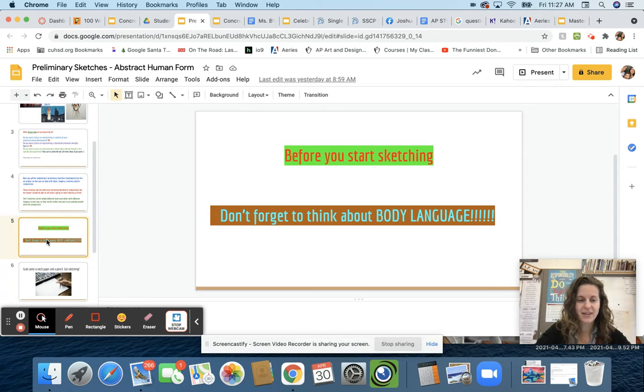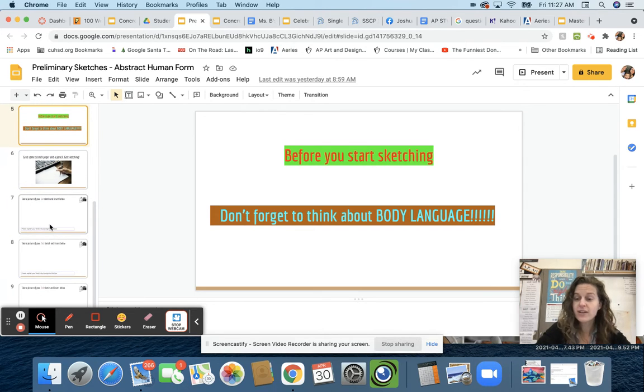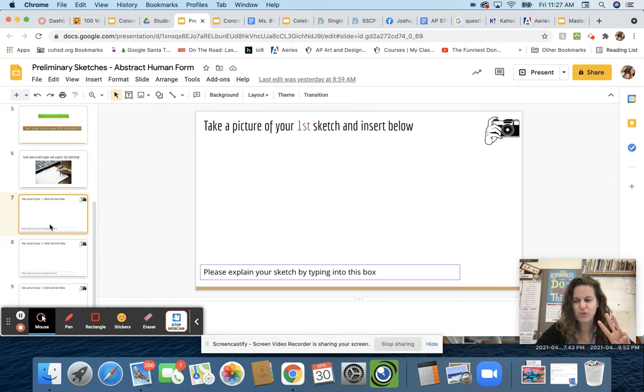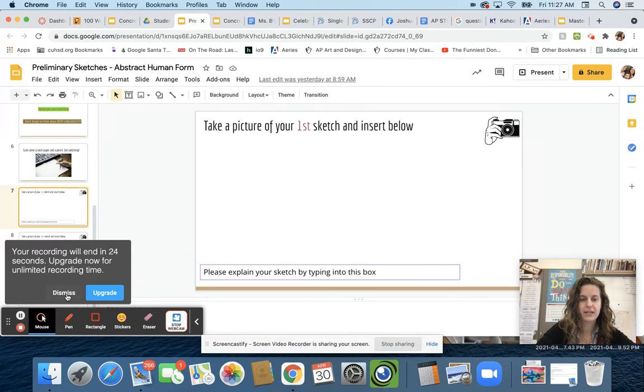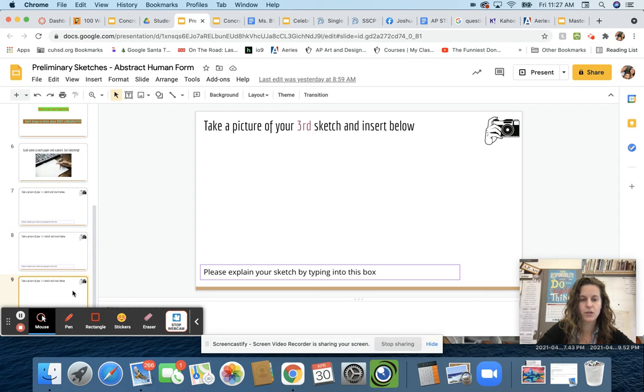So just think about that body language before you start sketching, and then go ahead and sketch, and I'm asking for 3. My high school teacher always asked us for 10. So I'm asking you for 3 just so we have options and you can see what works, and I'll give you feedback. So take a picture of your 3 drawings and you'll be good to go.